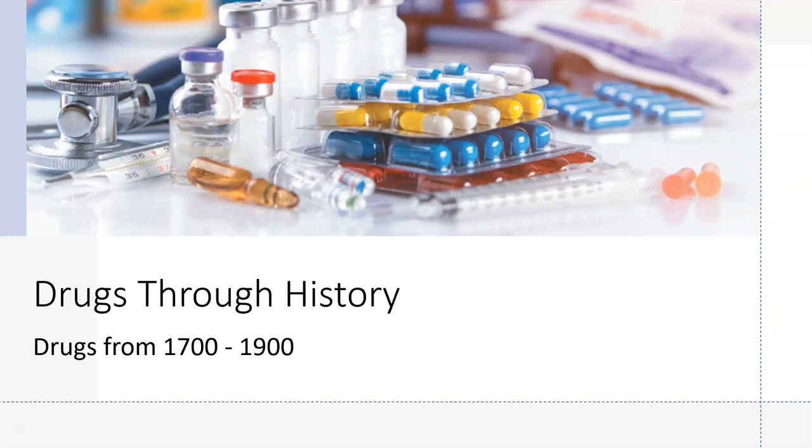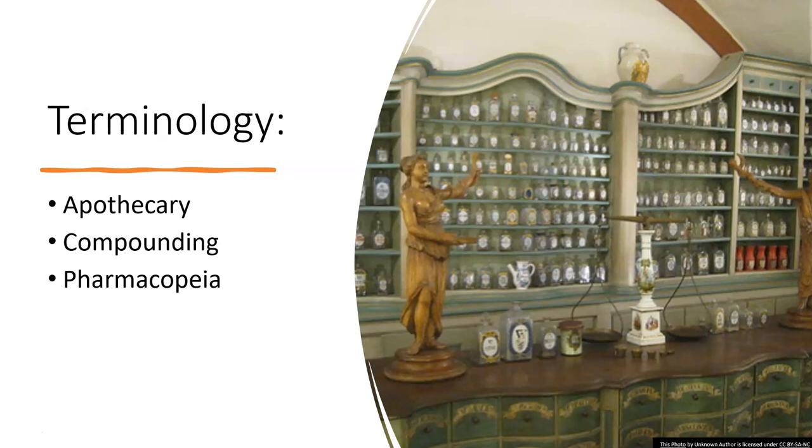Now, just a little bit of history. So we're going to start in the 1700s. We're starting there because that's really when we start coming into the progression of medicine through our history. So again, some terminology. So apothecary. It's actually from a Greek word that means storehouse, and generally was where they stored plants or herbs. Back in the old days, that's what they made medicine from.